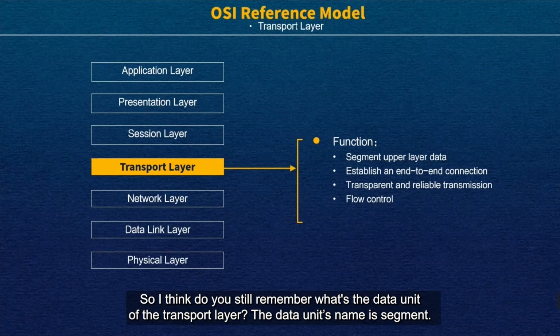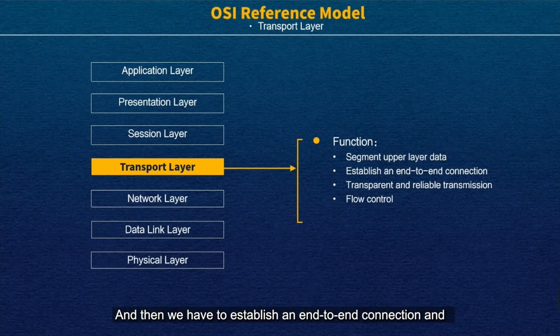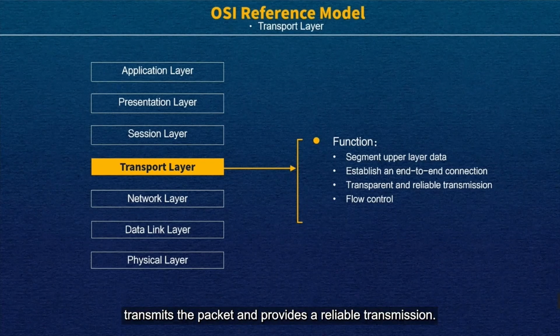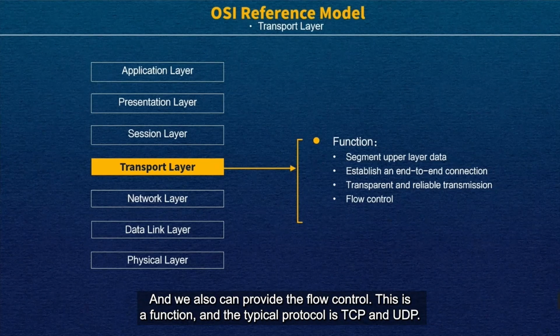Do you still remember the name of the transport layer's data? The name is segment. And then we have to establish an end-to-end connection, transmit the packets, and provide reliable transmission. We can also provide flow control. This is the function. And the typical protocols are TCP and UDP.